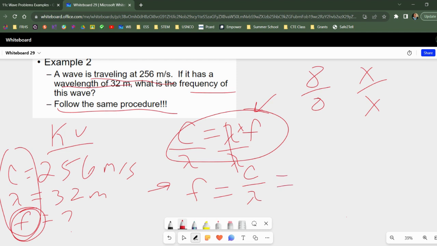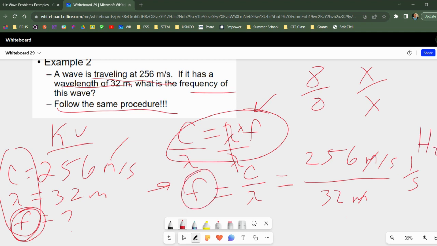Okay, last step. Let's plug in our numbers. Speed is 256 meters per second. Pay attention that you're putting them in the right order. In this case, speed came first, so it's easy. Wavelength is 32 meters. Now if we look at our units, I have meters on top and meters on bottom, which means they're going to cancel. I'm left with 1 over seconds, which is the same as hertz. Am I looking for hertz units? Yeah, because those are the units for frequency. So that tells me I probably have this set up correctly.